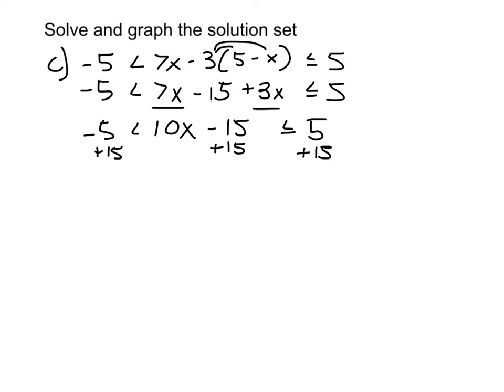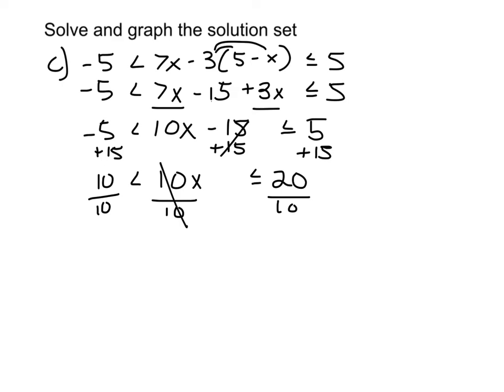Okay, so negative 5 plus 15 is 10. And then we're left with 10x in the center because these cancel. And then 5 plus 15 is 20. Okay. Last step is divide everything by 10. Divide all the sides by 10. So this 10 cancels, right? 10 divided by 10 is 1, left with x in the center, and then we're left with 2 on this side. 20 divided by 10 is 2.